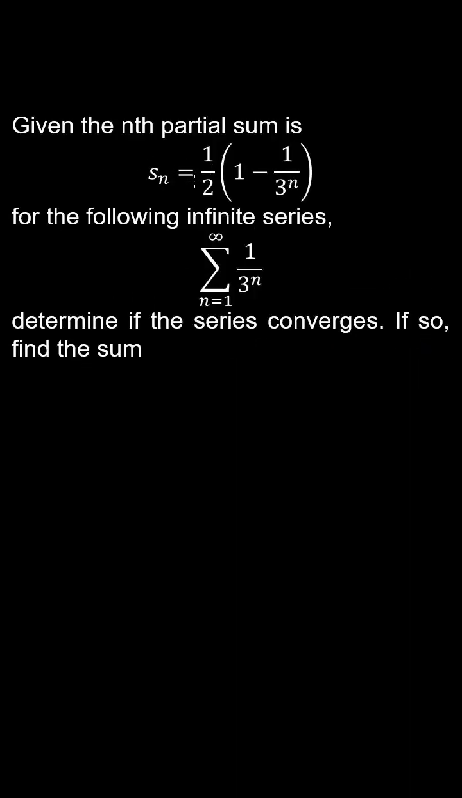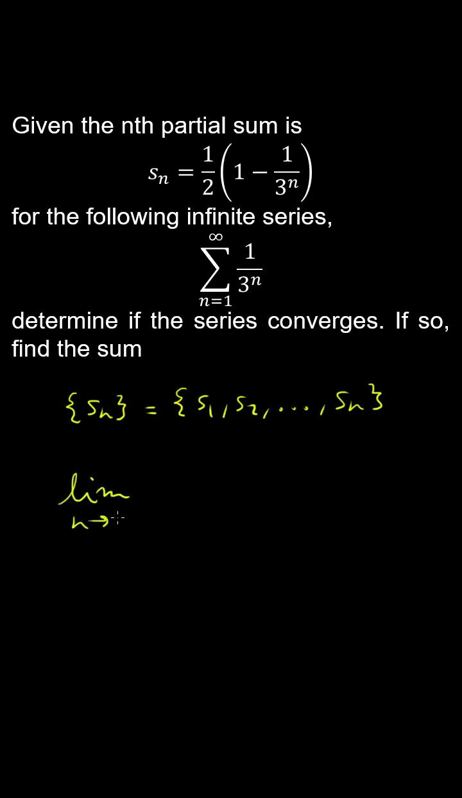Given this nth partial sum for the following infinite series, determine if the series converges, and if so, find the sum of the series. So if the sequence of partial sums converges, then the series converges. And what we do is take the limit of the sequence of partial sums, and as n goes to infinity, we can observe that this term disappears, and the limit evaluates to 1/2, which is effectively the sum of this series.